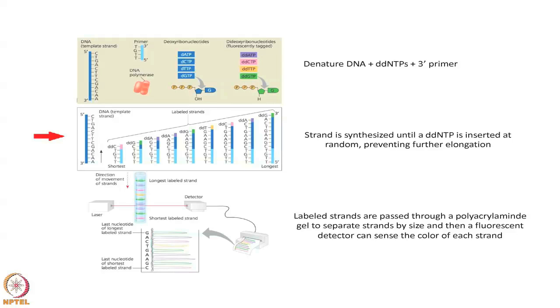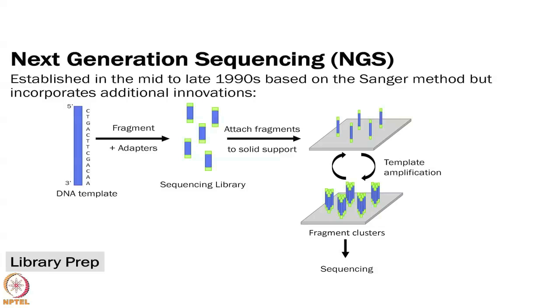and et cetera. Then you run this on a polyacrylamide gel, separate out the strands, and then you can use a fluorescent detector to figure out at what length each of the different nucleotides is at. This worked really well, it just took a really long time. So eventually, next-gen sequencing came along. This was established in the mid to late 90s, and it was based on this Sanger method, but it incorporated some new innovations. How many people have used Illumina sequencing, for example? Okay. There were more Sanger sequencing people here than Illumina.